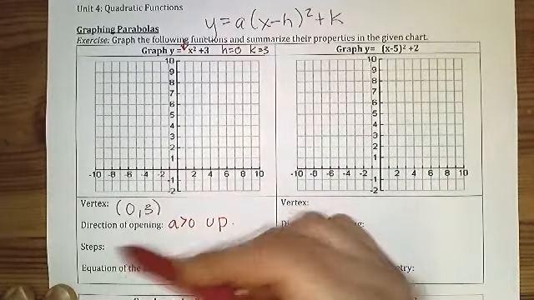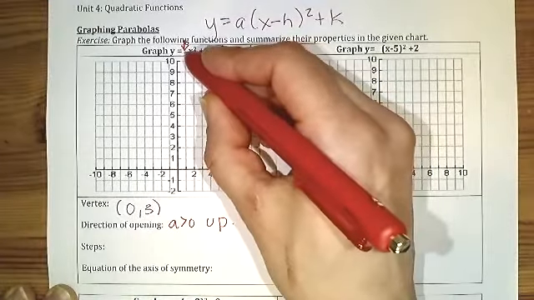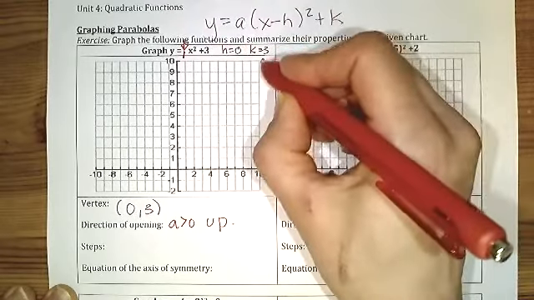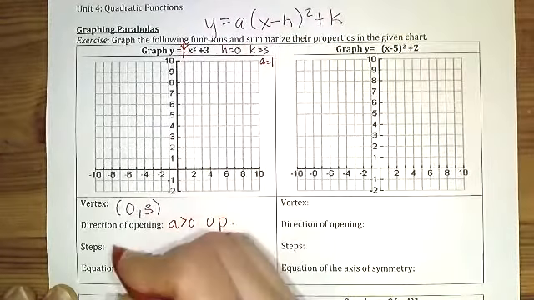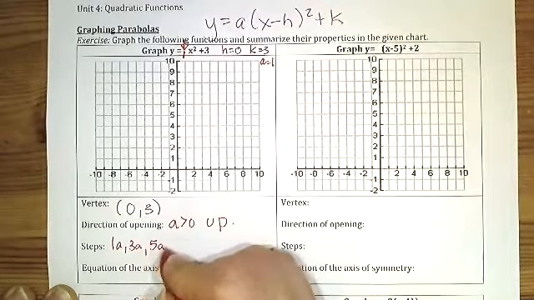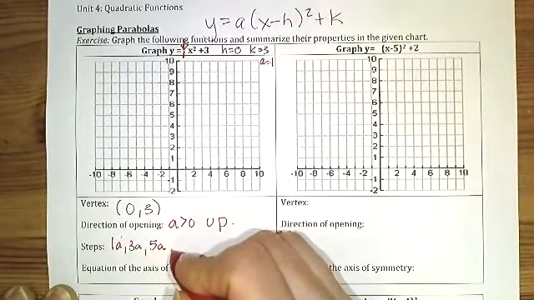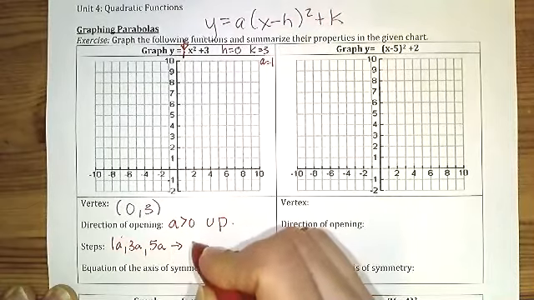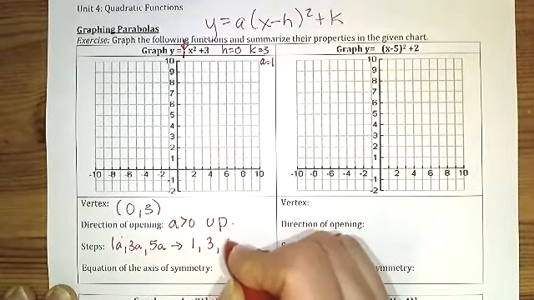We also have to know the steps. So our A value right here is 1, so we know the A is equal to 1. So remember the steps are 1A, 3A, 5A. So we're just substituting in 1 here for each of those. So our steps would be 1, 3, and 5.